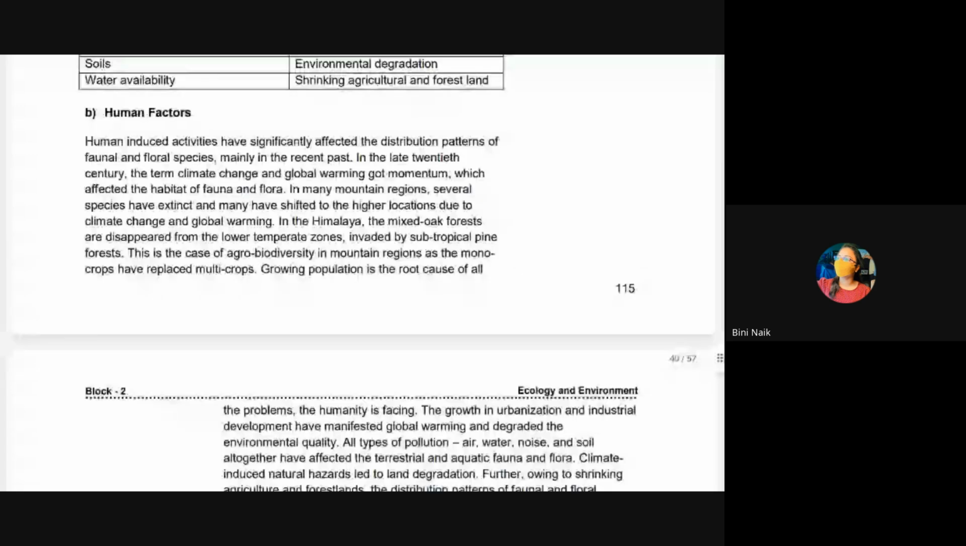Then human factors, as you know, all the biomes are getting exploited by human beings. Now think about the equatorial rainforests. The Amazon rainforests are getting exploited day by day. Then the tropical deciduous forests are also greatly exploited. In contemporary times, you will see the rainforests will be exploited much more, and the deciduous forests.